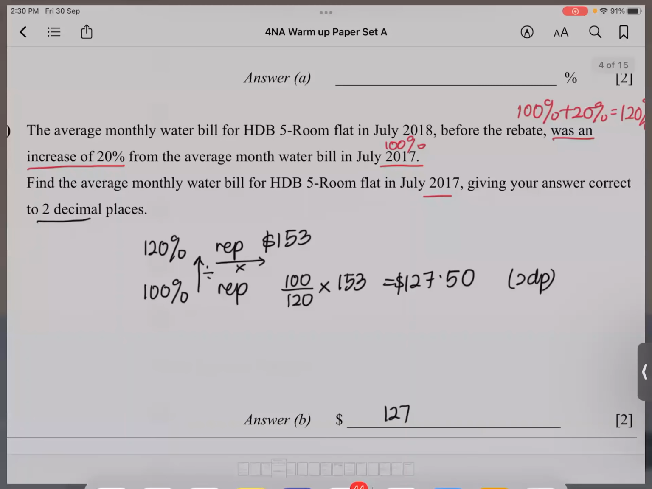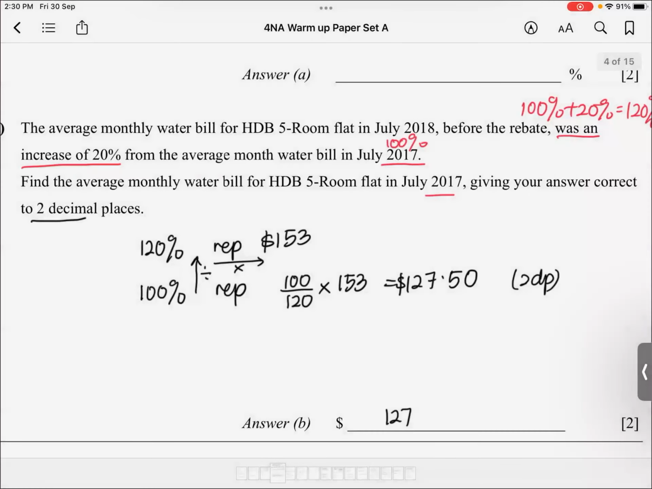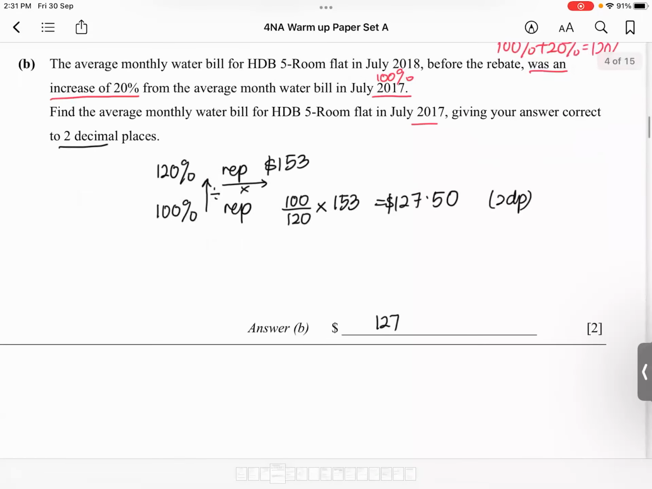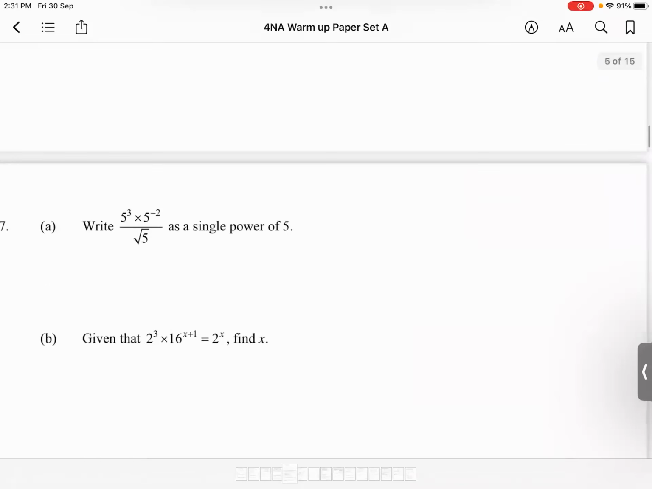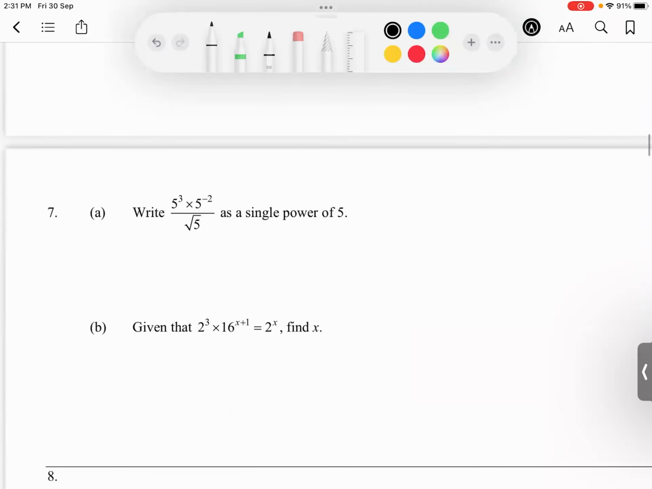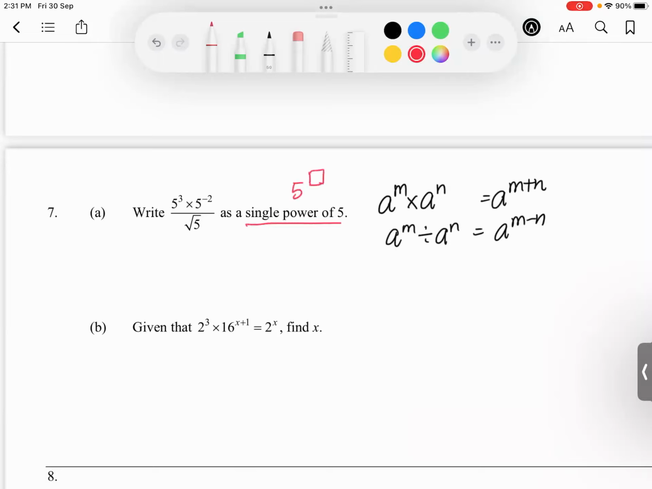Okay. So this one is for reverse percentages. Please make sure you do the percentage correctly. Next question, writing this as a single power of 5. All right, a to power n times a to power n. When we have multiplication, the powers add onto each other. When we have division, the power subtracts. So in this case, they want a single power of 5, meaning 5 to the power of something.